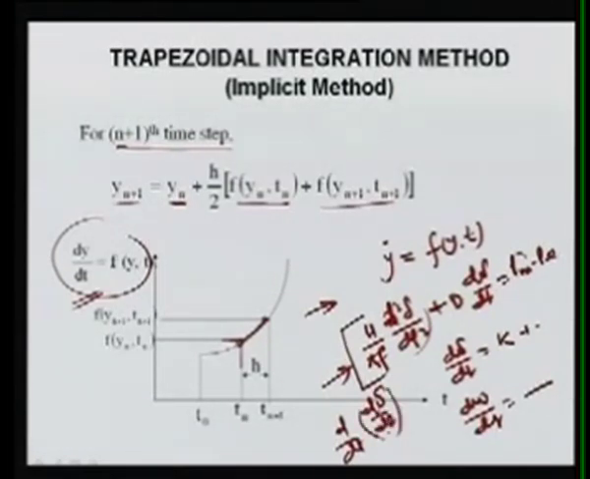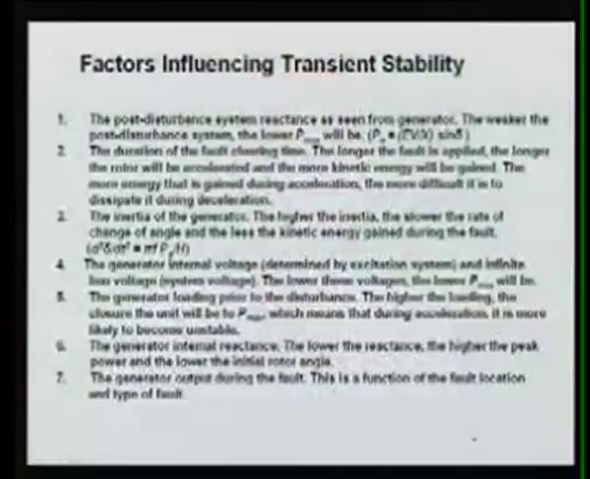So we can transform this double differentiation, second order equation, into two single order equations, and then we can apply any of these methods here. So in the multi-machine system, we have to go for that, and we can utilize these methods for solving the differential equation. Let us see the various factors that influence the transient stability of the power system.